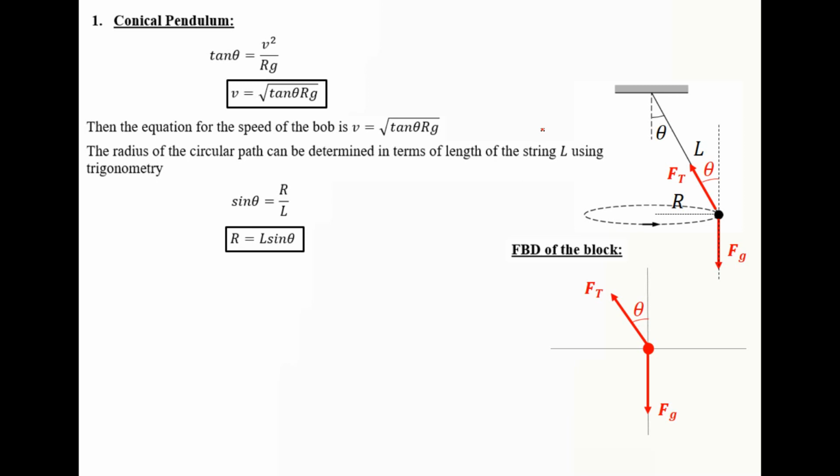So basically, for a conical pendulum, we are interested in two equations, that the speed is given by the square root of tangent theta rg, and the radius of the circular path along which the bob moves. So remember that the bob moves in a horizontal circle, is given by r is equal to L sine theta. L is the length of the string, and theta is the angle that the string makes with the vertical.